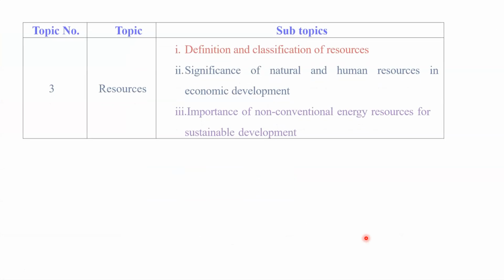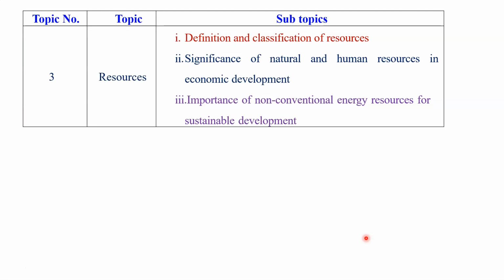Then we have chapter number 3, that is resources. This chapter is also divided into 3 subtopics. The first is definition and classification of resources. Means what do you mean by resources? Then we have the classification of resources, especially natural resources and human resources, that we are going to discuss with examples. Then we have the second subtopic, significance of natural and human resources in economic development.